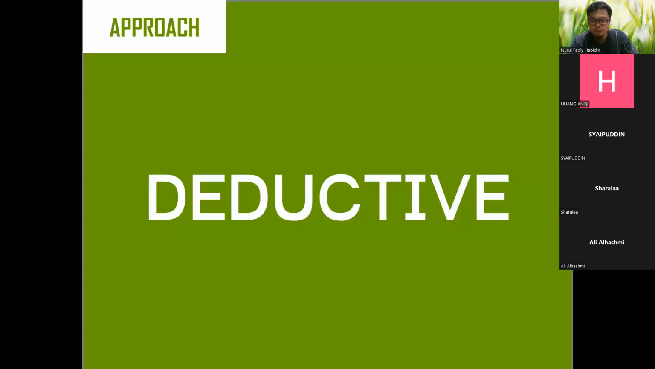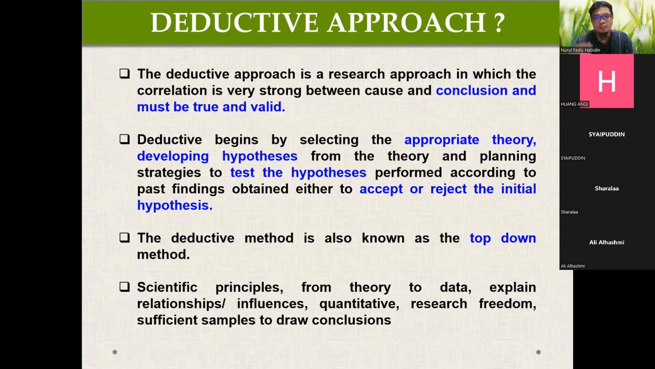Okay, we go to the specifics. We go through them one by one. We start with the deductive. Okay, the deductive approach. The deductive approach is a research approach in which the correlation between cause and conclusion is very strong and must be true and valid. If you want to choose a theory, make sure it is an accurate, valid theory, proven from previous studies. If you want to study this topic, this is the best theory to suit it. That's what we call quantitative.